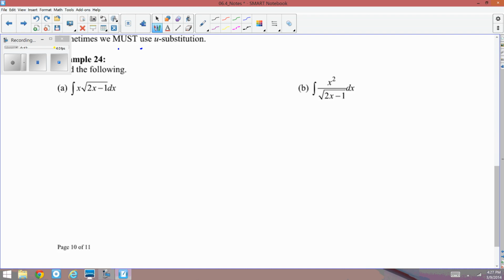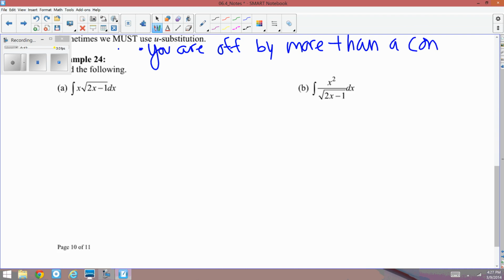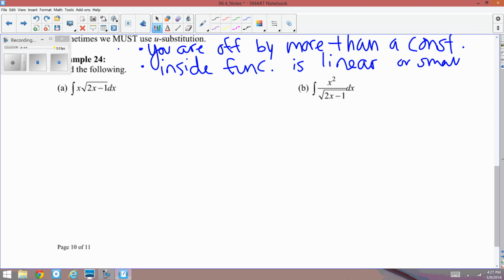Okay, so you want to be on high alert if you are off by more than a constant. Okay, if you're off by an x or a 2x or a 3 or an x squared, that's a case when you're going to have to use U-Substitution. Alright, so when you're off by more than a constant and when the inside function is linear or smaller. Okay, smaller is always helpful, but linear is even a higher clue that you have to use U-Substitution.